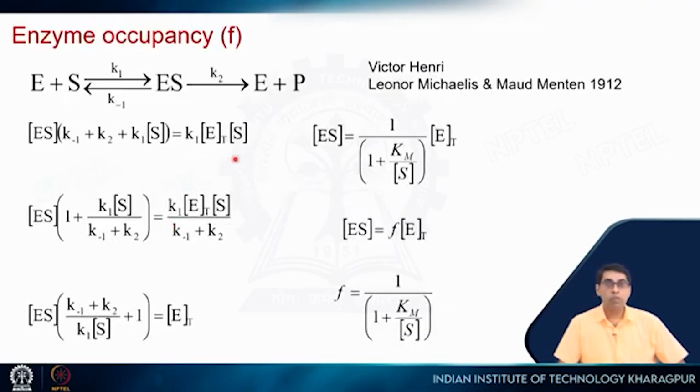So let's look back at this Michaelis-Menten equation. Even though it is called the Michaelis-Menten equation, the concept was first introduced by Victor Henry, which was further developed by Michaelis and Menten, and their paper came out in 1912. So in all textbooks, this is popularly known as Michaelis-Menten kinetics.